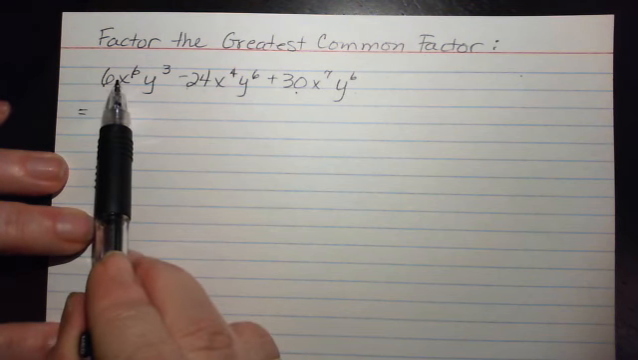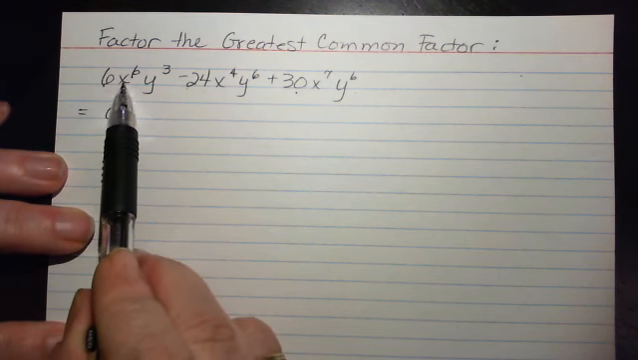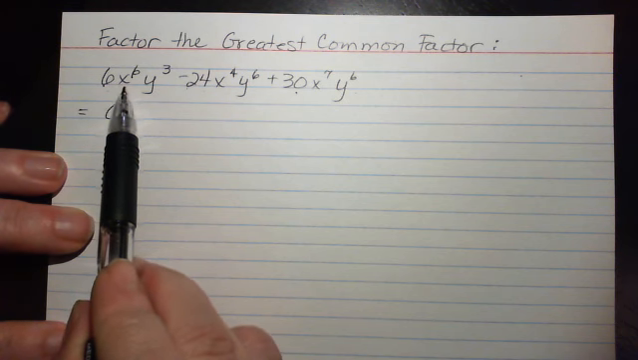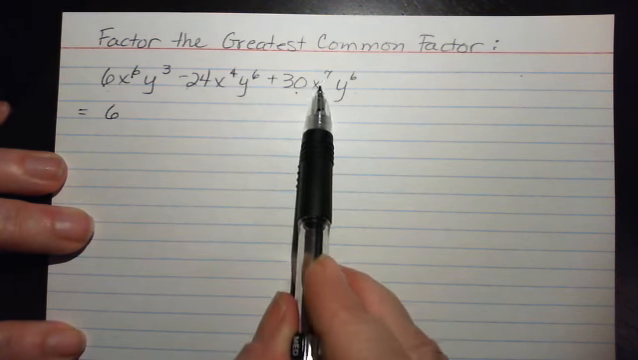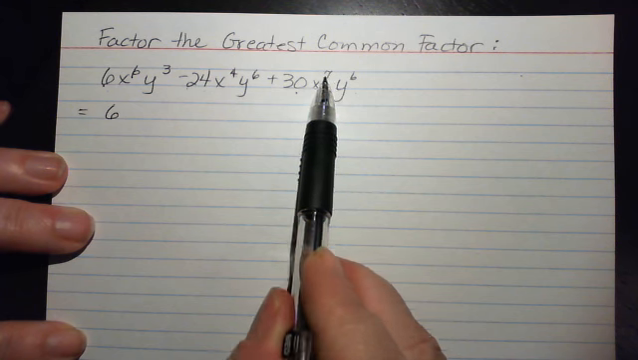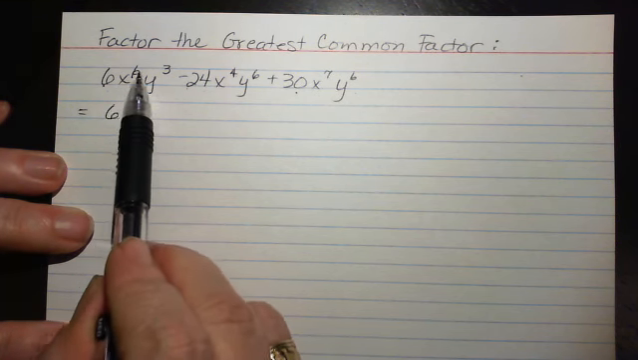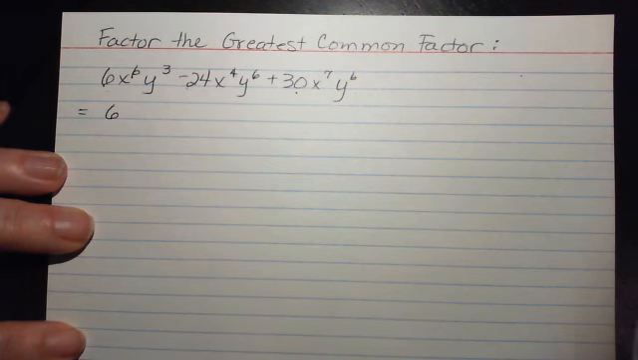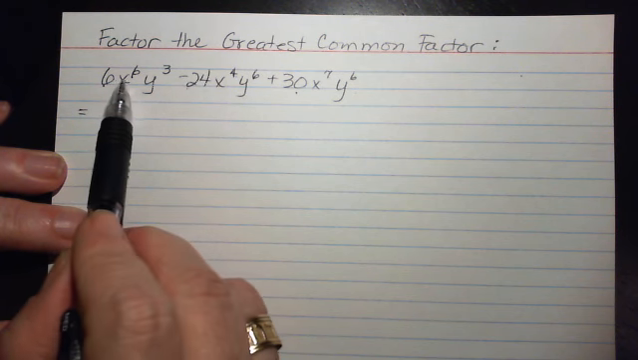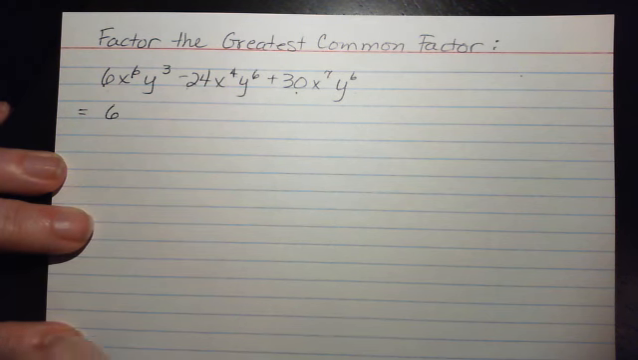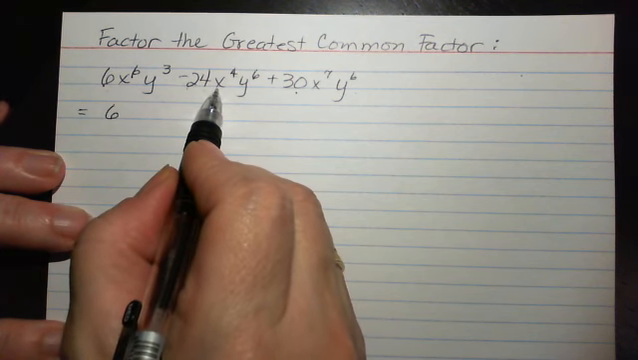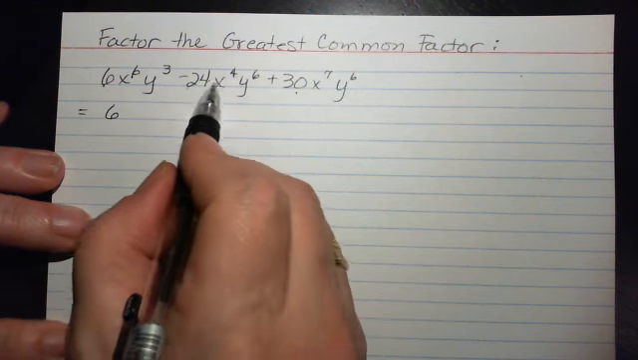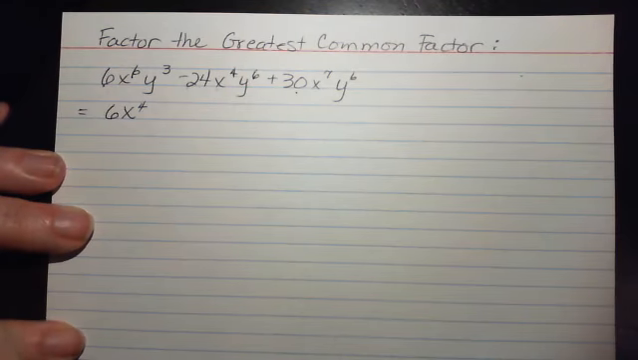Now we're going to look at the variables. Well, let's look at the x variable. We have x to the 6th power, x to the 4th power, and x to the 7th power. Well, the smallest factor there is x to the 6th. I'm sorry, the smallest factor is x to the 4th. Is x to the 4th a factor of x to the 6th and x to the 7th? Yes, it is. We can always take the smallest power or the lowest power of a common variable as part of the greatest common factor. So x to the 4th is part of the greatest common factor.